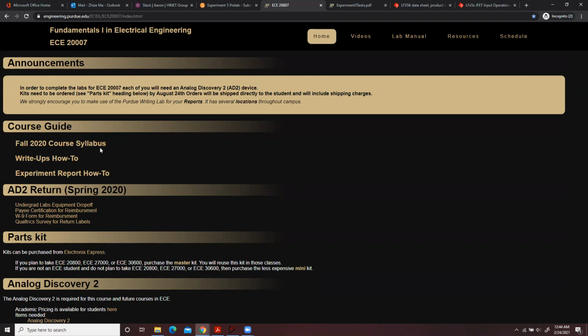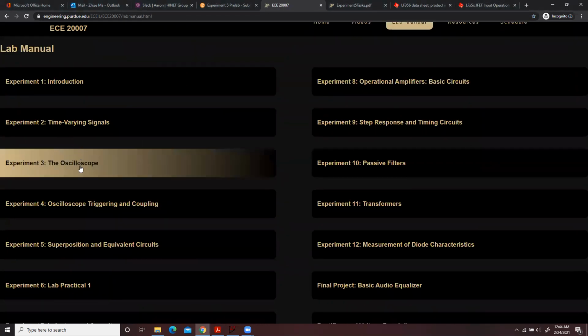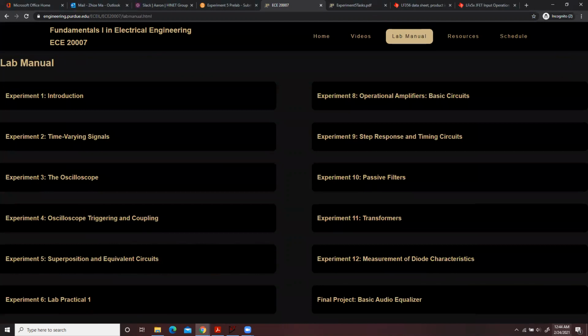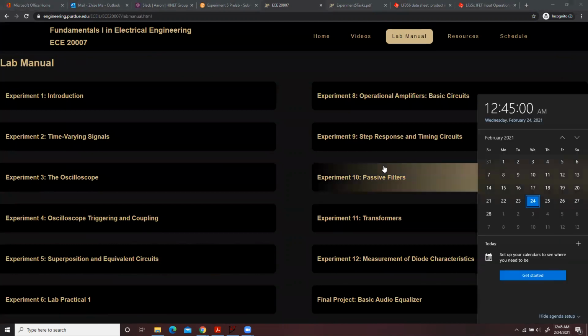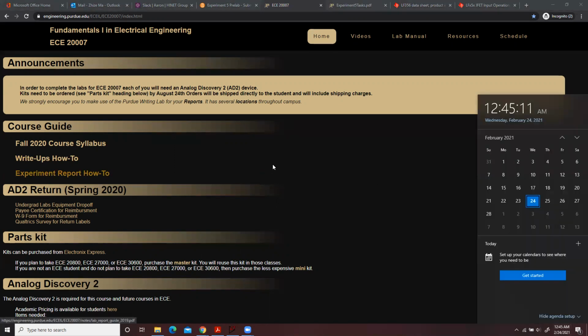First of all, you need to know the schedule. On March 5th, there are three things you need to submit: the lab write-up, the lab report for lab 5, and the lab practical, and also the pre-lab. Don't forget the pre-lab for lab 7. So that's a lot of work for these 2 weeks, so don't wait until the last minute.